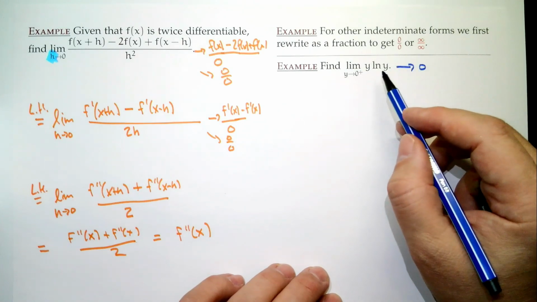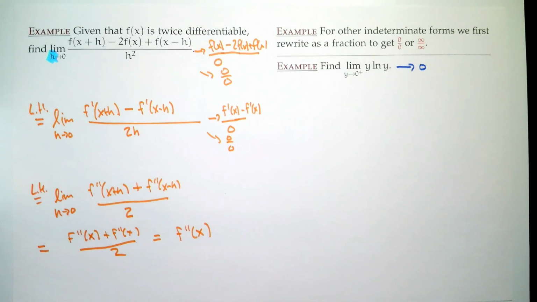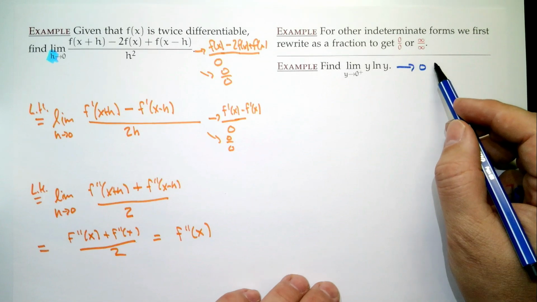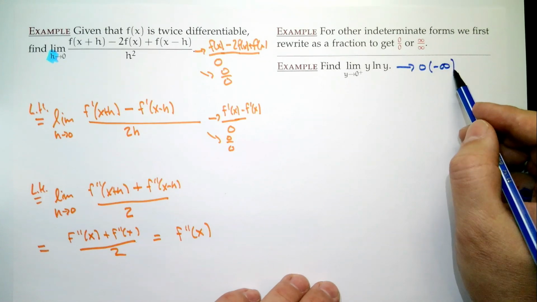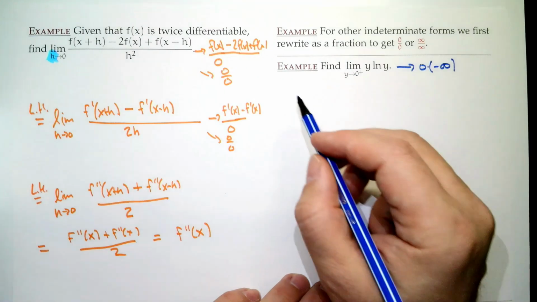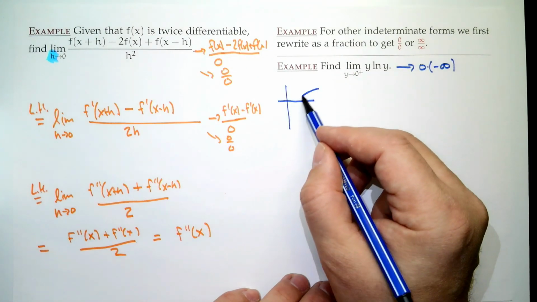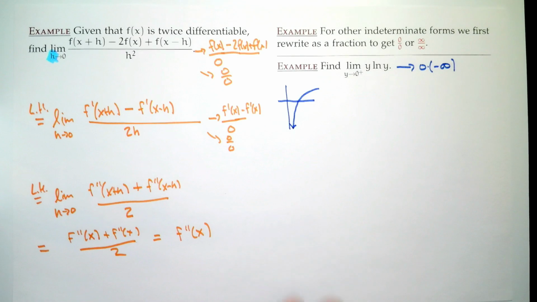Now, what happens to y as y goes to 0? Goes to 0. What happens to log of y as you go to 0? Log of y blows up, goes to negative infinity. If you remember what the log function looks like, it looks like this. So as you go to 0, it's trying to shoot down to negative infinity. Okay. So the question is, what is 0 times negative infinity? And the answer is, well, you can't figure it out from just that expression. We need more. We have to have a better tool.